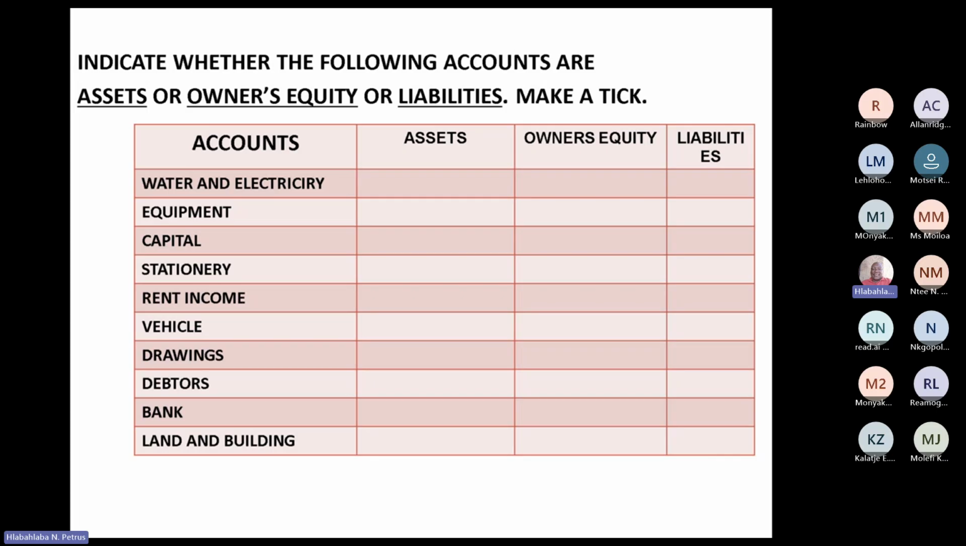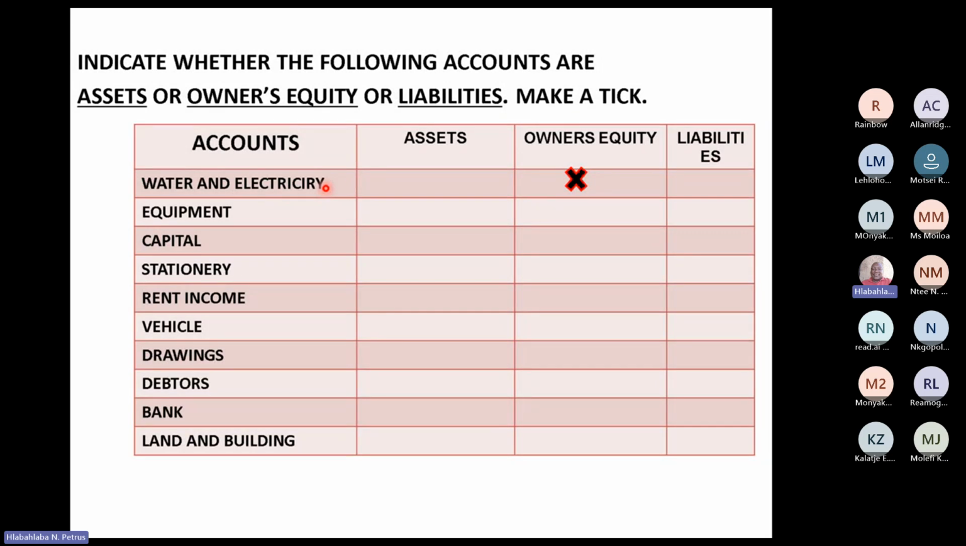Now, when we talk about water and electricity, learners, you should know on the transaction, when they mention that they are paying water and electricity, whether it is an asset, owner's equity, or liability. Those are the basics that you should know. Water and electricity is part of the owner's equity. So when the transaction is affected, the owner's equity will always decrease.